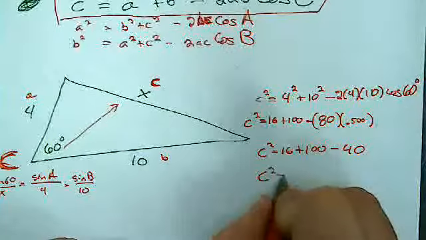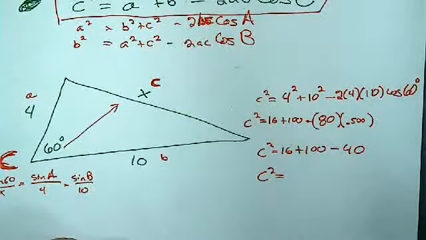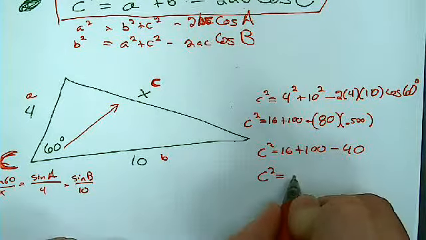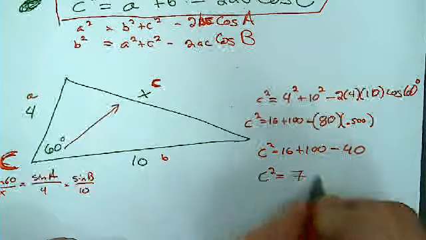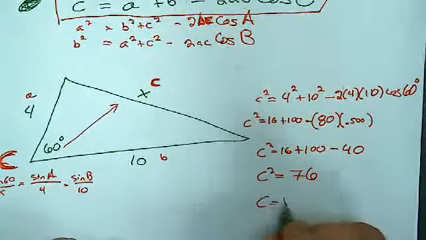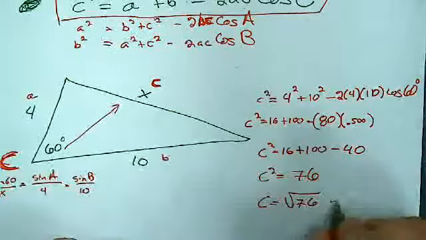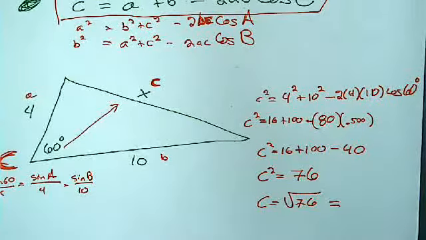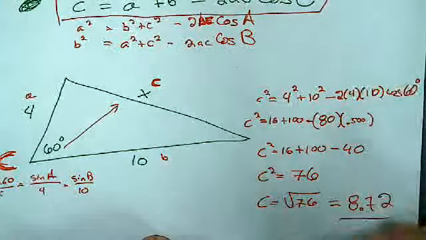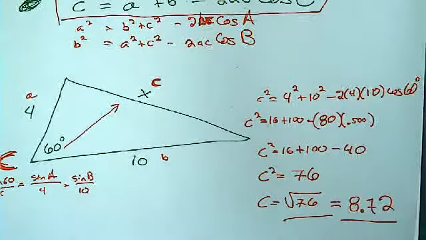So therefore, c squared is equal to, let's see, 116 minus 40 puts me at 76. And therefore, c is exactly the square root of 76, or as a decimal equivalent, 8.72, depending on what my answer needs to be.